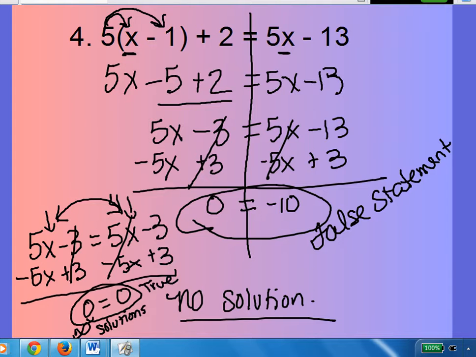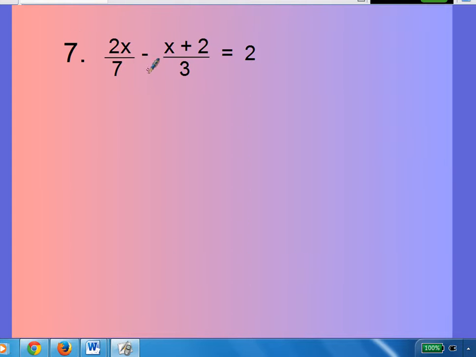Okay, moving on. Let's take a look at number 7. We also have fraction problems, if you recall. I'm going to scooch that down a little bit. So remember that when we're solving the problems with fractions, the best thing to do is always first look to see if you have to distribute anything. There's no parentheses, so we don't have to worry about that.